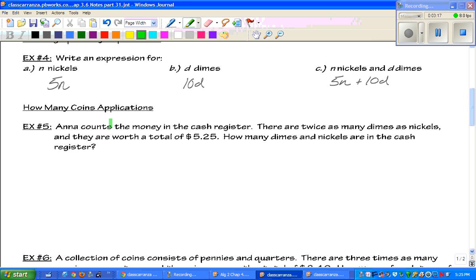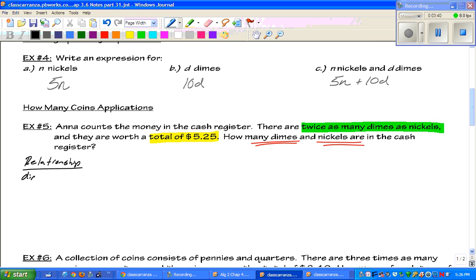All right. Anna counts the money in the cash register. There are twice as many dimes as nickels. They're worth a total of $5.25. They want to know how many dimes and how many nickels are in there. So to do this, we need to know what the relationship is of your dimes to nickels.